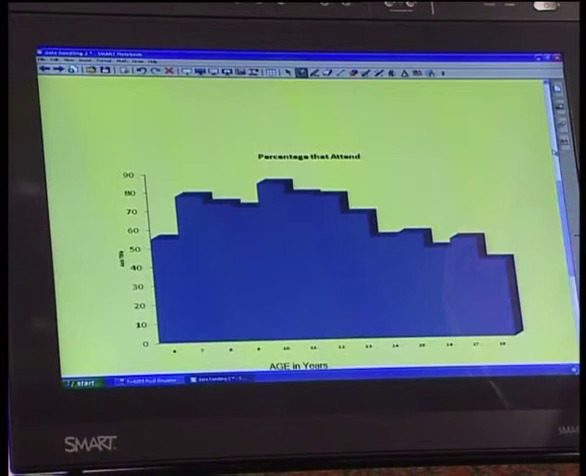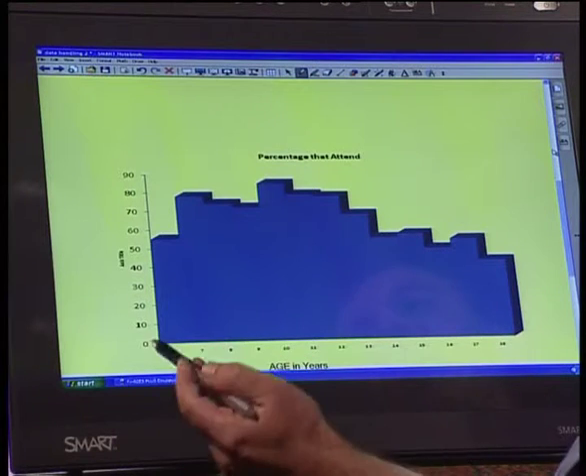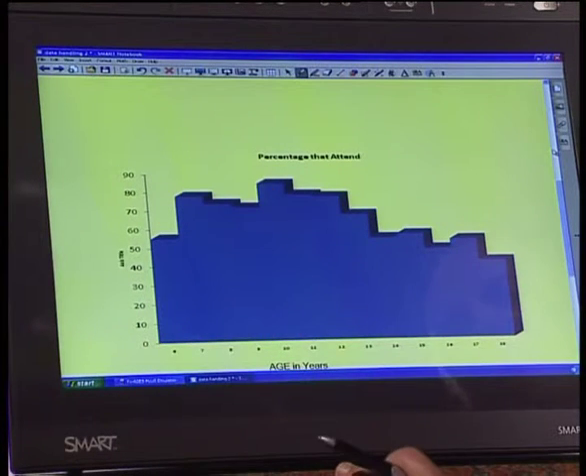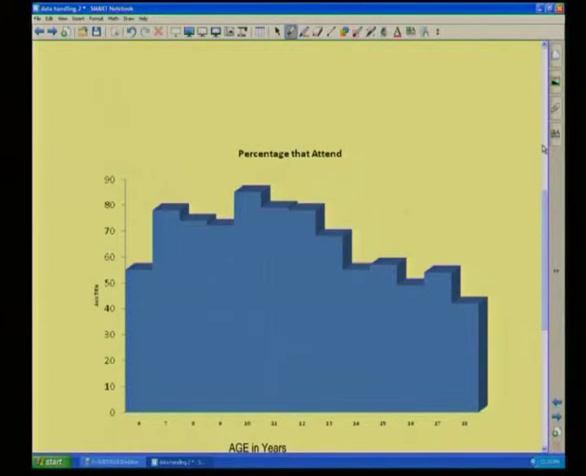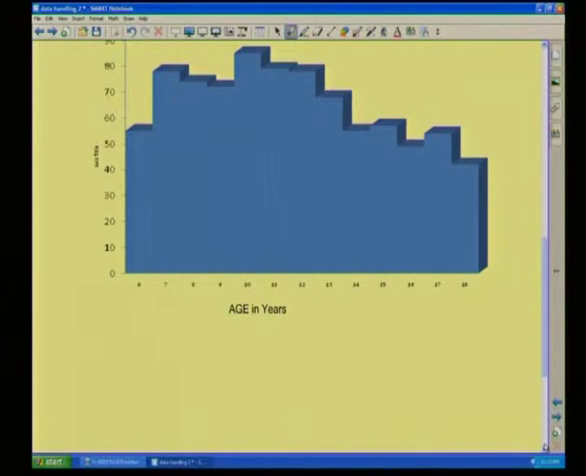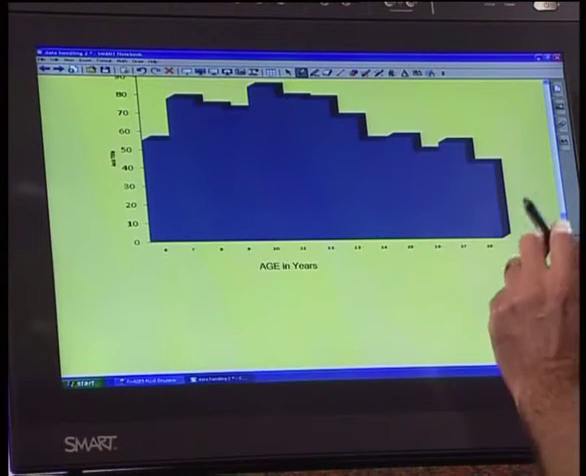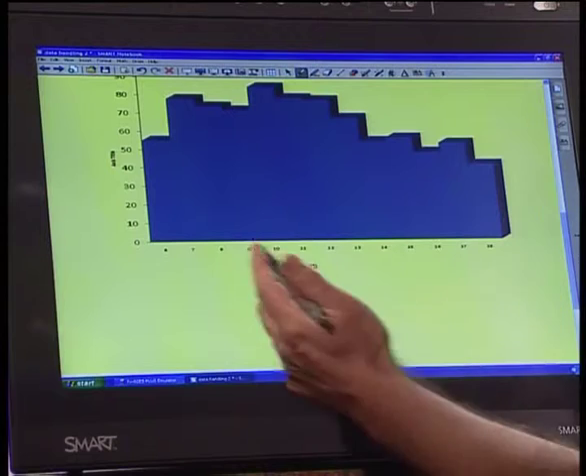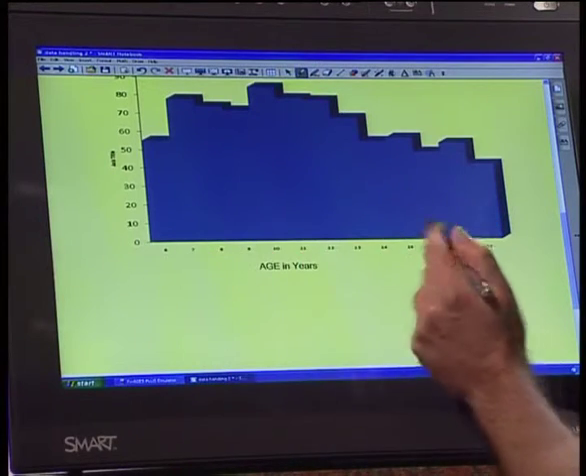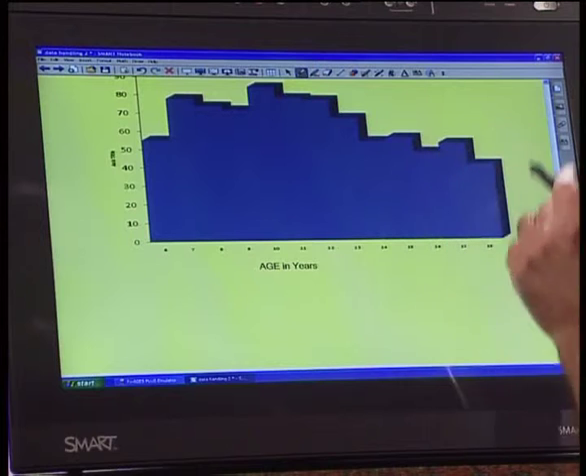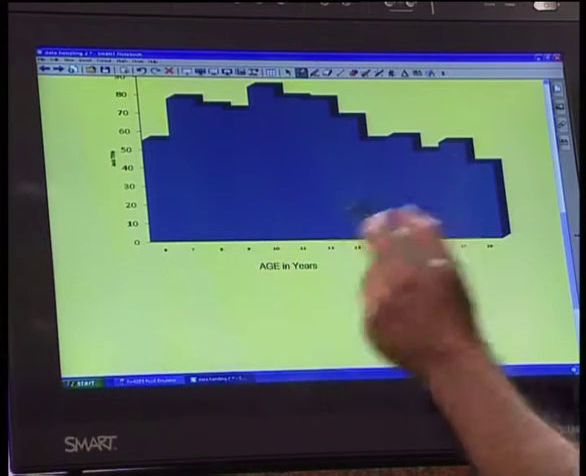Here we have a histogram. This is a nice one from the computer because it has a 3D shape. On the left-hand side, we have the y-axis, and that's going up from 0 to 90. On the bottom, the x-axis, and this is the one that we're particularly interested in, we have the age in years. So we've gone from 6 years up to 12 years. Notice that it is continuous. There are no breaks between our blocks here because there are no breaks in age.